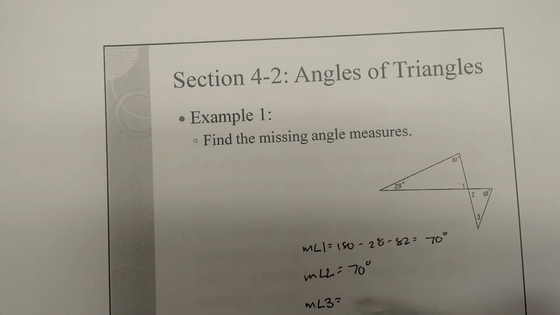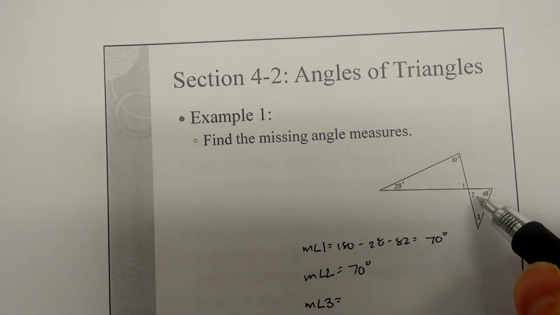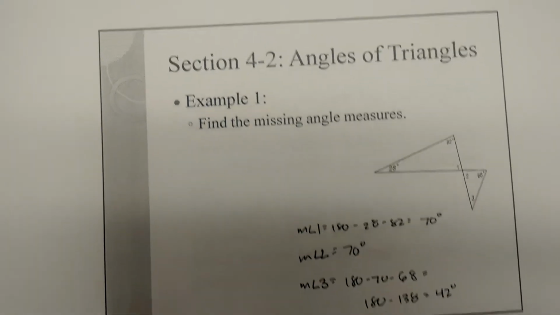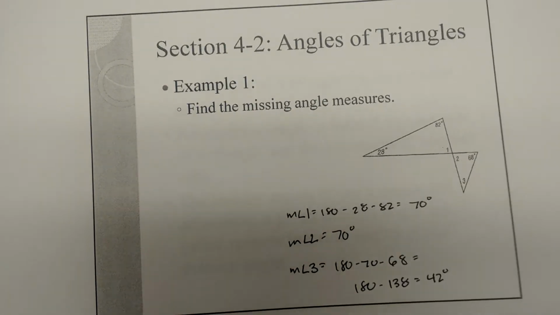And then to find angle 3, well, now I know that 2 is 70, so I know two of the three angles in this triangle. So 180 minus 70 minus 68. So that's 180 minus 138. So that is 42 degrees. Will be that one. Whoops, off the screen. 42.